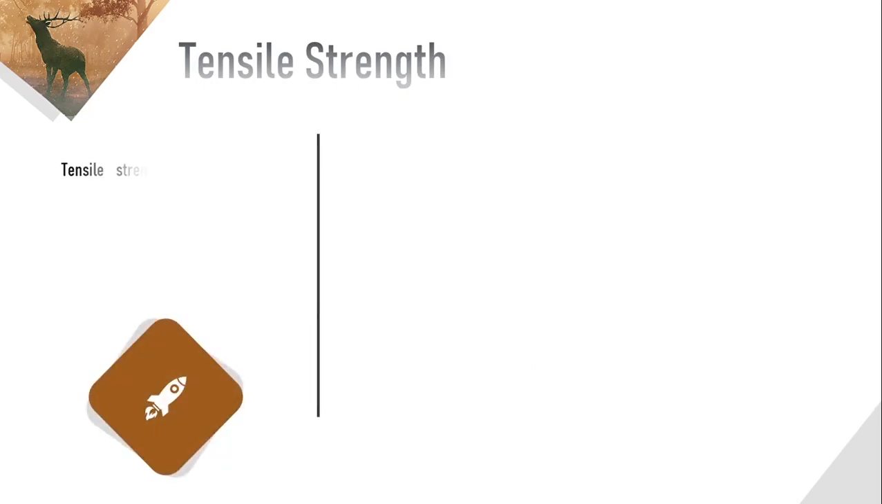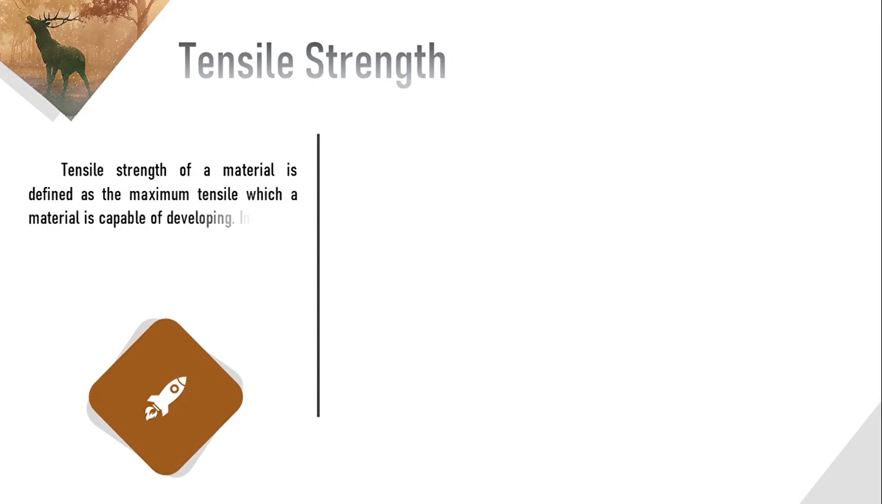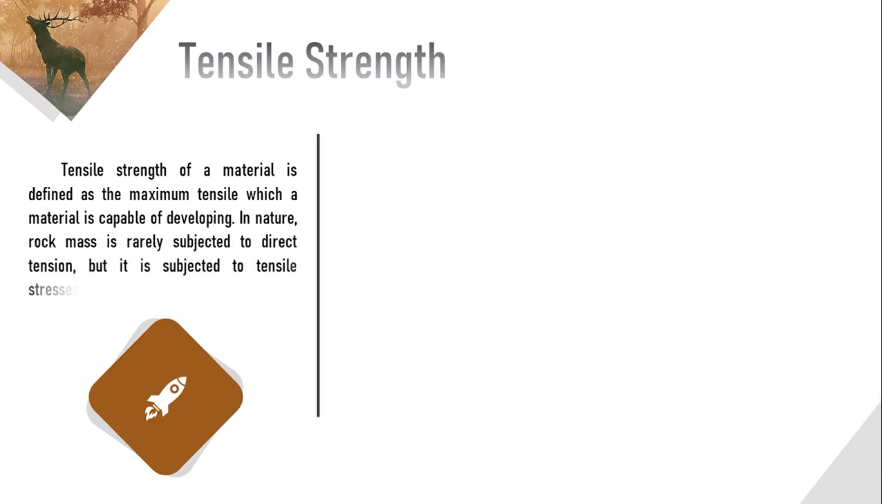Tensile strength. Tensile strength of a material is defined as the maximum tensile stress which a material is capable of developing. In nature, rock mass is rarely subjected to direct tension, but it is subjected to tensile stresses. Rocks are weaker in tension.